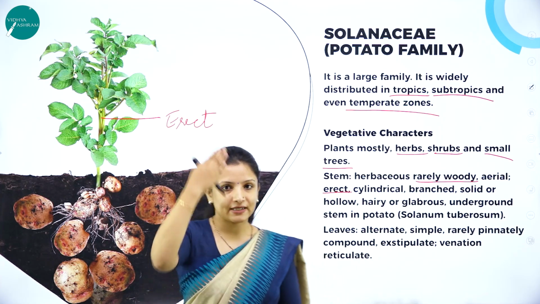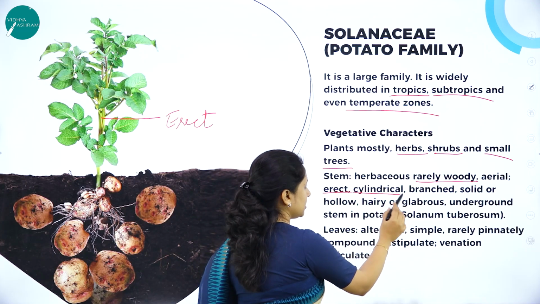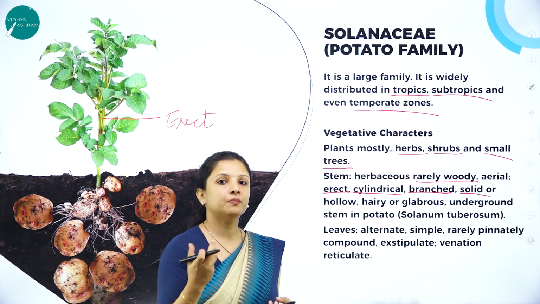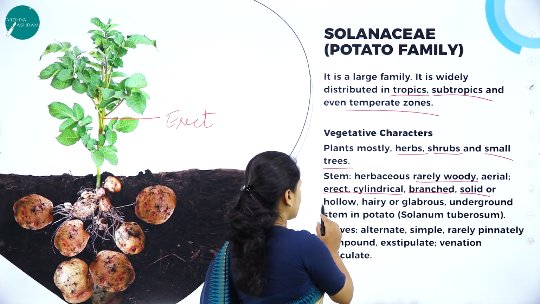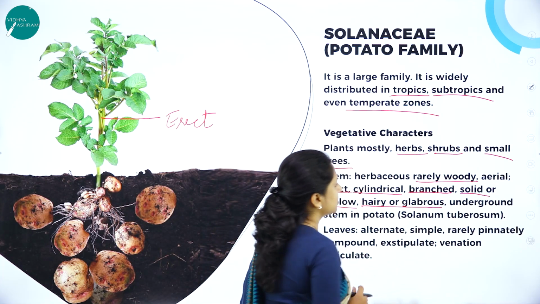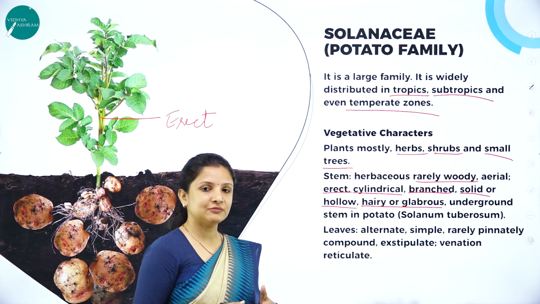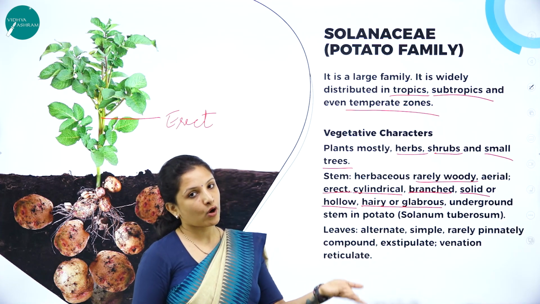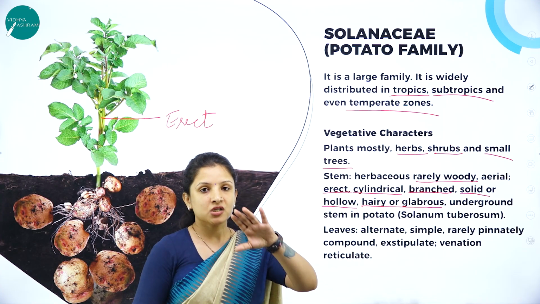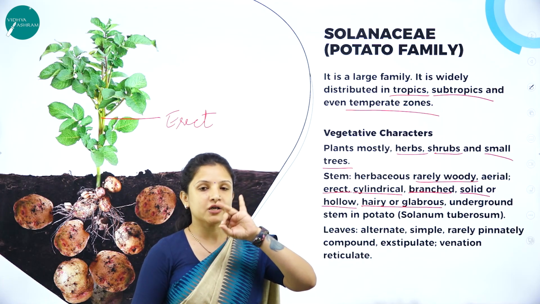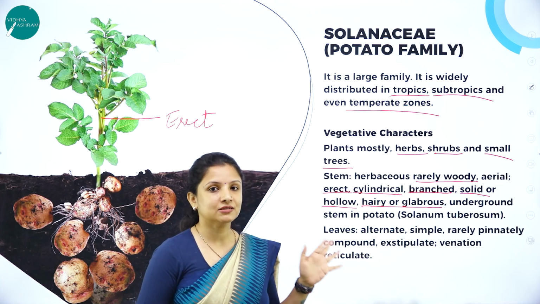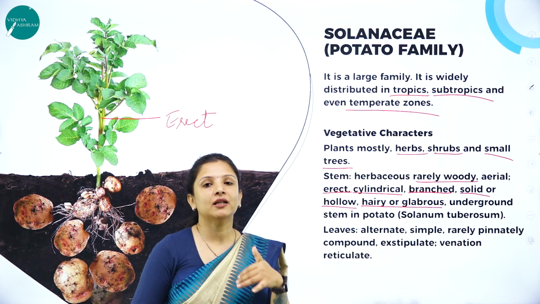It is cylindrical in shape. It is branched. It is solid. Sometimes it is solid because they have a prominent pith, or sometimes they do not. It can be hollow also in some of the members. And they can be hairy or glabrous. Glabrous means they can have hairs or they may not have hairs, because under Solanaceae, it's not just potato that comes. Chili, potato, tomato, ashwagandha, then belladonna, then we have tobacco. All these come under it, then Solanum nigrum, Solanum melongena.